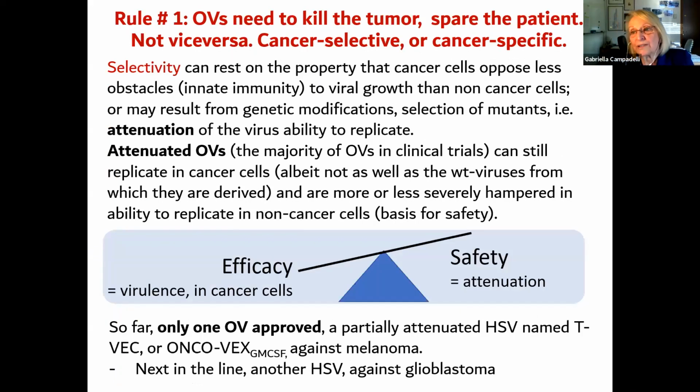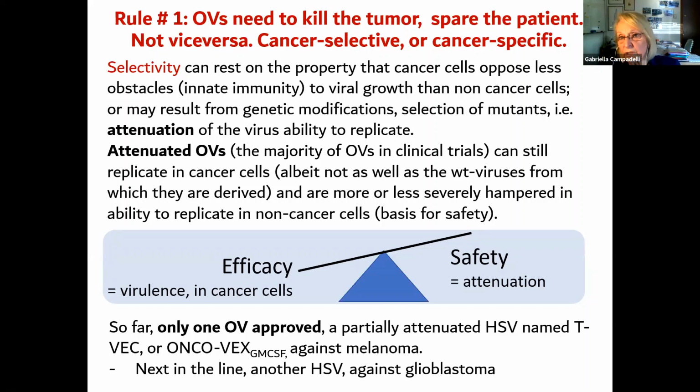So rule number one, if you want to design an oncolytic virus, is that you need to kill the tumor and spare the patient. And it cannot be vice versa. You don't want to kill the patient and have the tumor surviving. And in order to do this, you have to modify the viruses in order for them to be cancer selective, or, as we try to do nowadays, to be cancer specific. So selectivity: the majority of the oncolytic viruses which are in clinical trials are cancer selective.